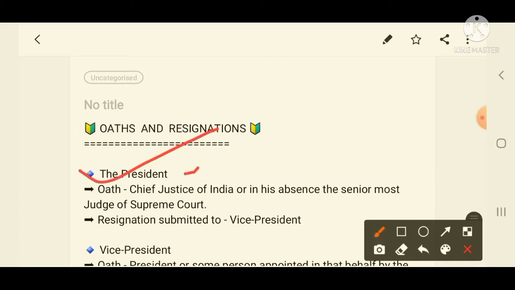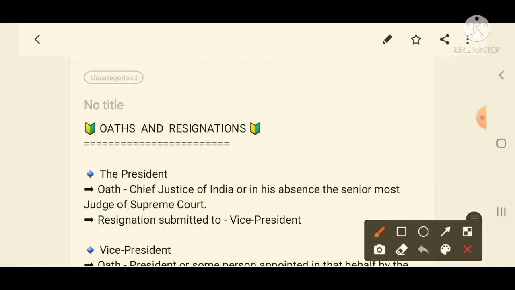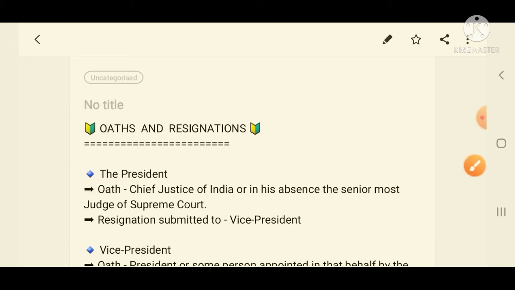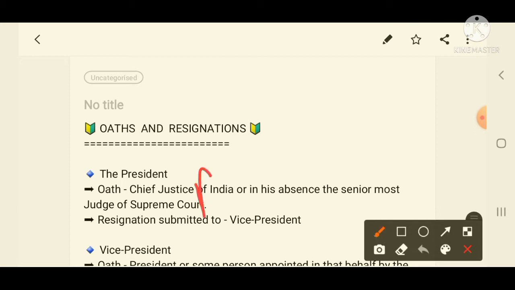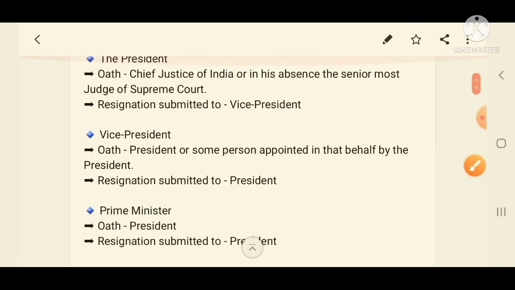For example, at present the President is Ramnath Kovind. He is given oath by the Chief Justice of India, and let's say the Chief Justice of India is absent for that period, then the senior most judge in the Supreme Court will give the oath to the President of India. Next thing is, for example, due to some reason the President of India wants to resign. Let's say that Ramnath Kovind has resigned from the President post, then he will submit his resignation to the Vice President of India. So who is the current Vice President of India? Mr. M. Venkaiah Naidu, till the next election takes place for the President of India.